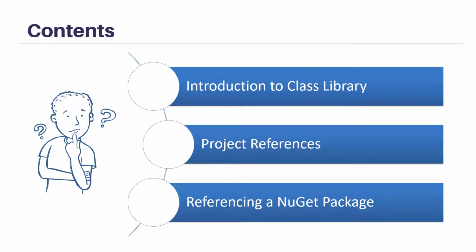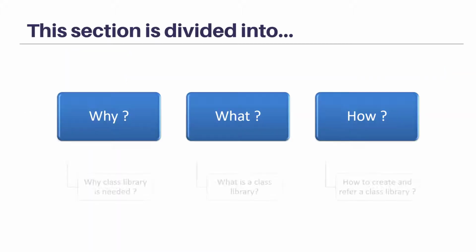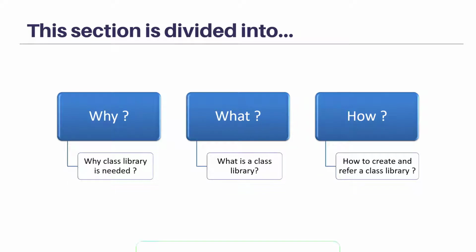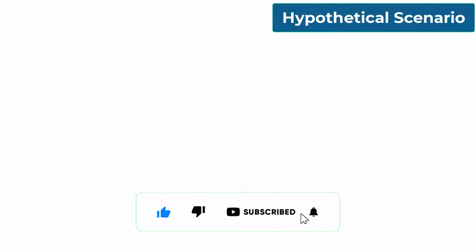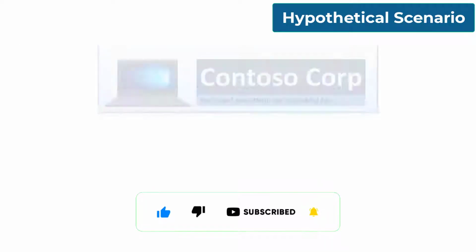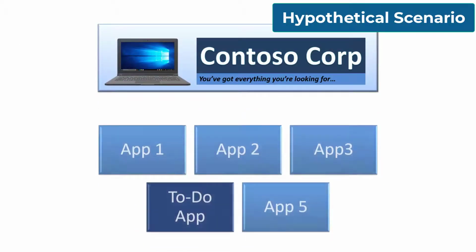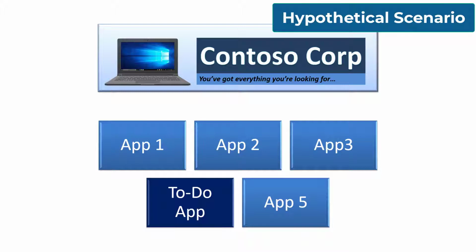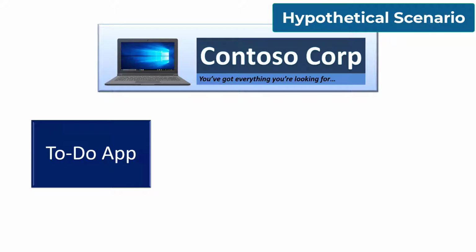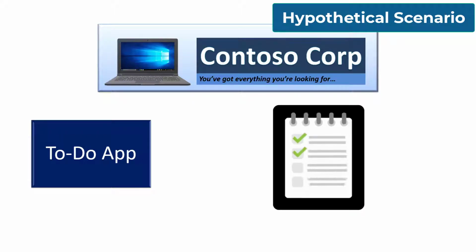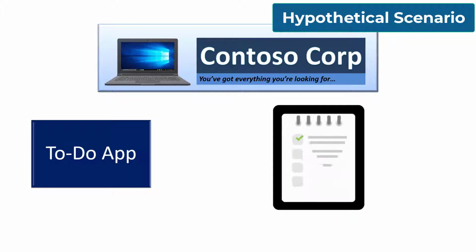So let's get started. In this first section, we are going to talk about the class library project. Let's first understand why we need a class library project. Let's take an example. Let's say there is a company, Contoso Corp, and this company works on many applications. One of the applications is a ToDo application, and like any other ToDo application, it has functionality in which users can add their own tasks and plan their agenda.